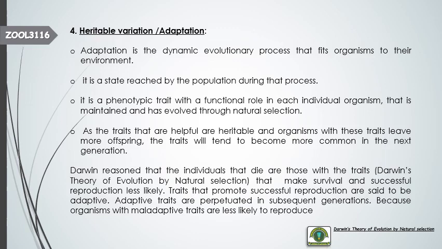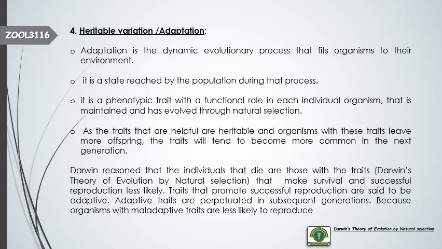Adaptation helps us to fit ourselves in our environments. It is a state reached by a population during that process, meaning during the process of evolution, the variations in the individuals pass on to the next generation, then the next generation. As we talked, it is a very gradual process. So ultimately the population adapts itself to the environment.